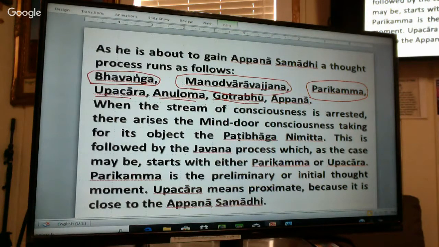Why did the Buddha give the different names? They are only sense sphere wholesome consciousness, kamavacara citta, with nana, with wisdom. Why did the Buddha put different names? Parikamma, upachara, anuloma, gotrabhu. They are different mental states.